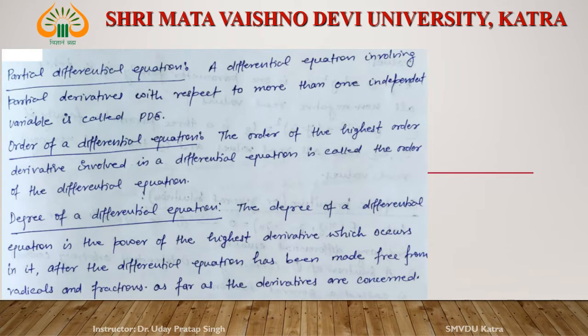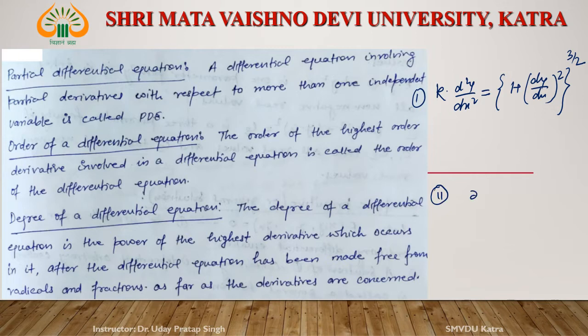For example, k into d2y by dx2 is equal to (1 plus dy by dx whole square) whole to the power 3 by 2. This is the first example, and the second one is del 2u by del x2 is equal to c square del 2u by del t2. So what is the degree? The power of the highest derivative. See one more example.